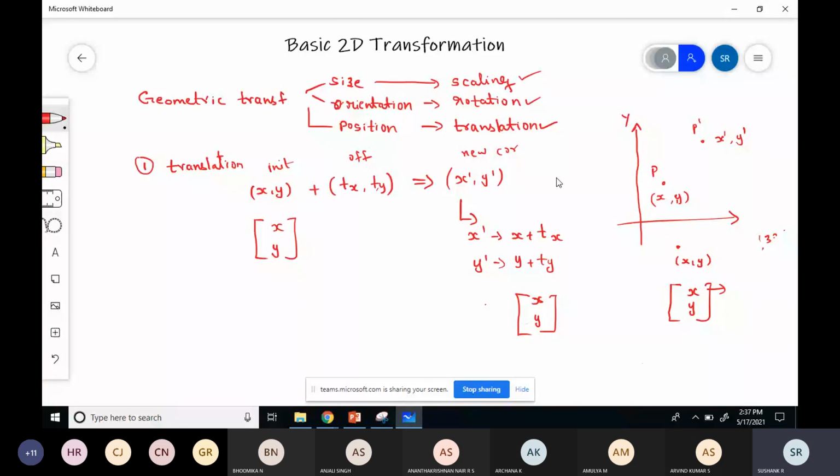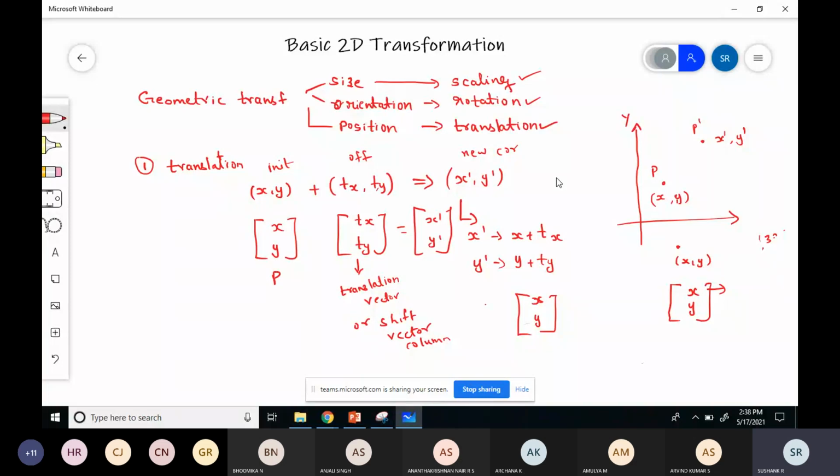And the offset distance can be represented with tx, ty to give a new position x dash, y dash. So this is a matrix representation where I'll call this tx ty the translation vector or shift vector column.